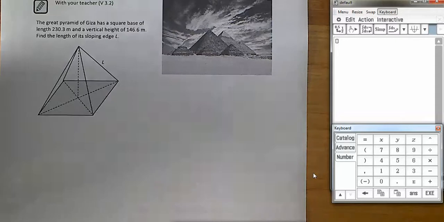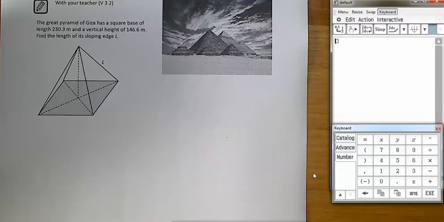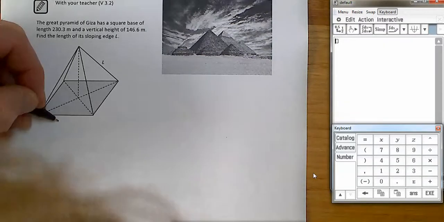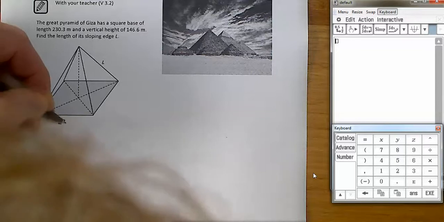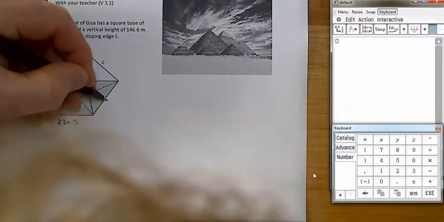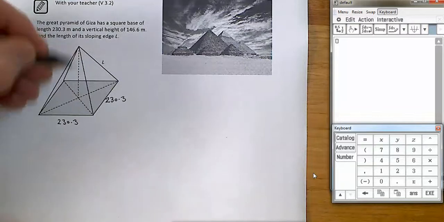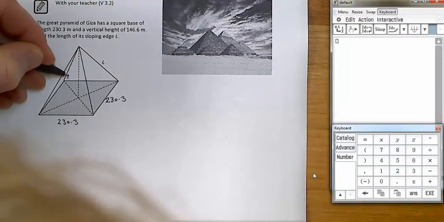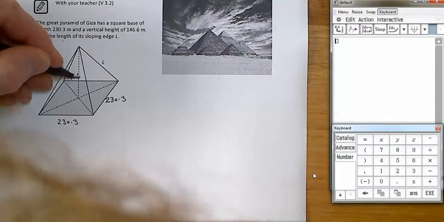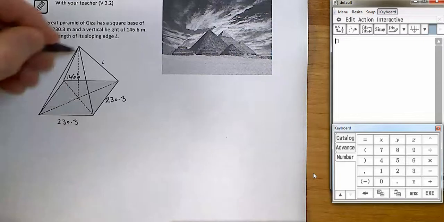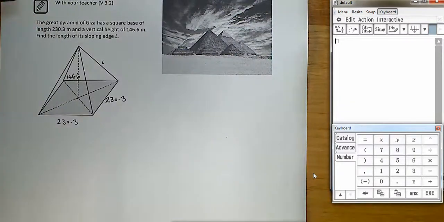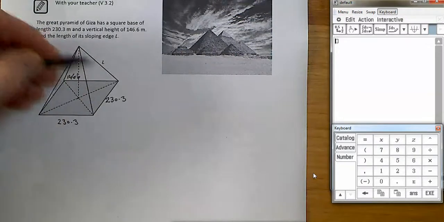This Pythagoras theorem question here involves us working in 3 dimensions. Now we're told that the Great Pyramid of Giza has a square base of length 230.3 metres and the vertical height is 146.6 from the centre of the base to the apex. And it's our job to find out the length of this sloping bit here.